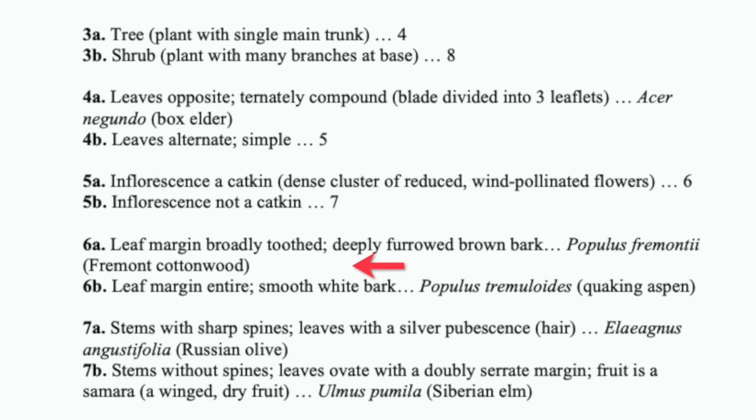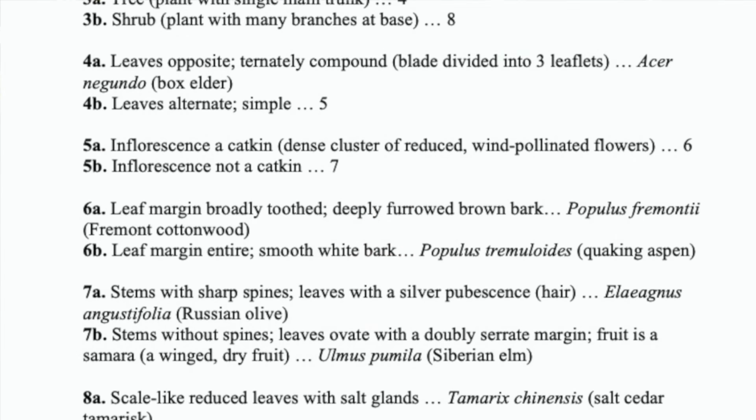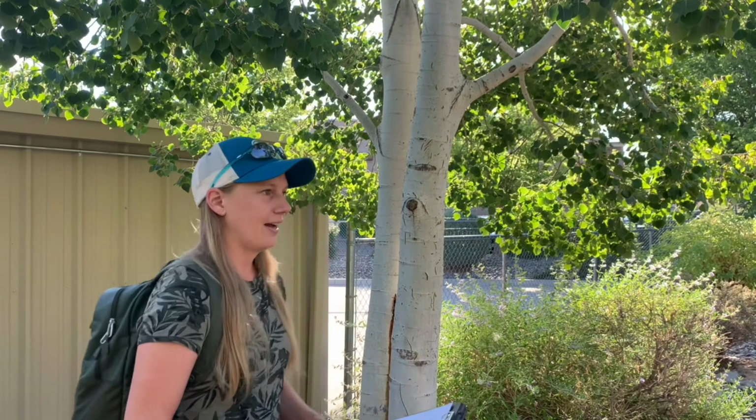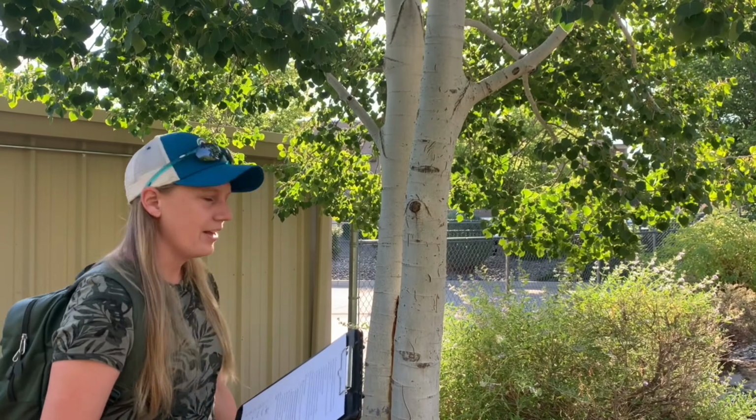Next question, number 6, is going to be whether or not the tree has deep, dark, furrowed bark or white, smooth bark. And hopefully you can see from the tree here that it has the white, smooth bark, and so we can safely conclude that it is an aspen tree. Now you go try to identify a tree using your dichotomous key.